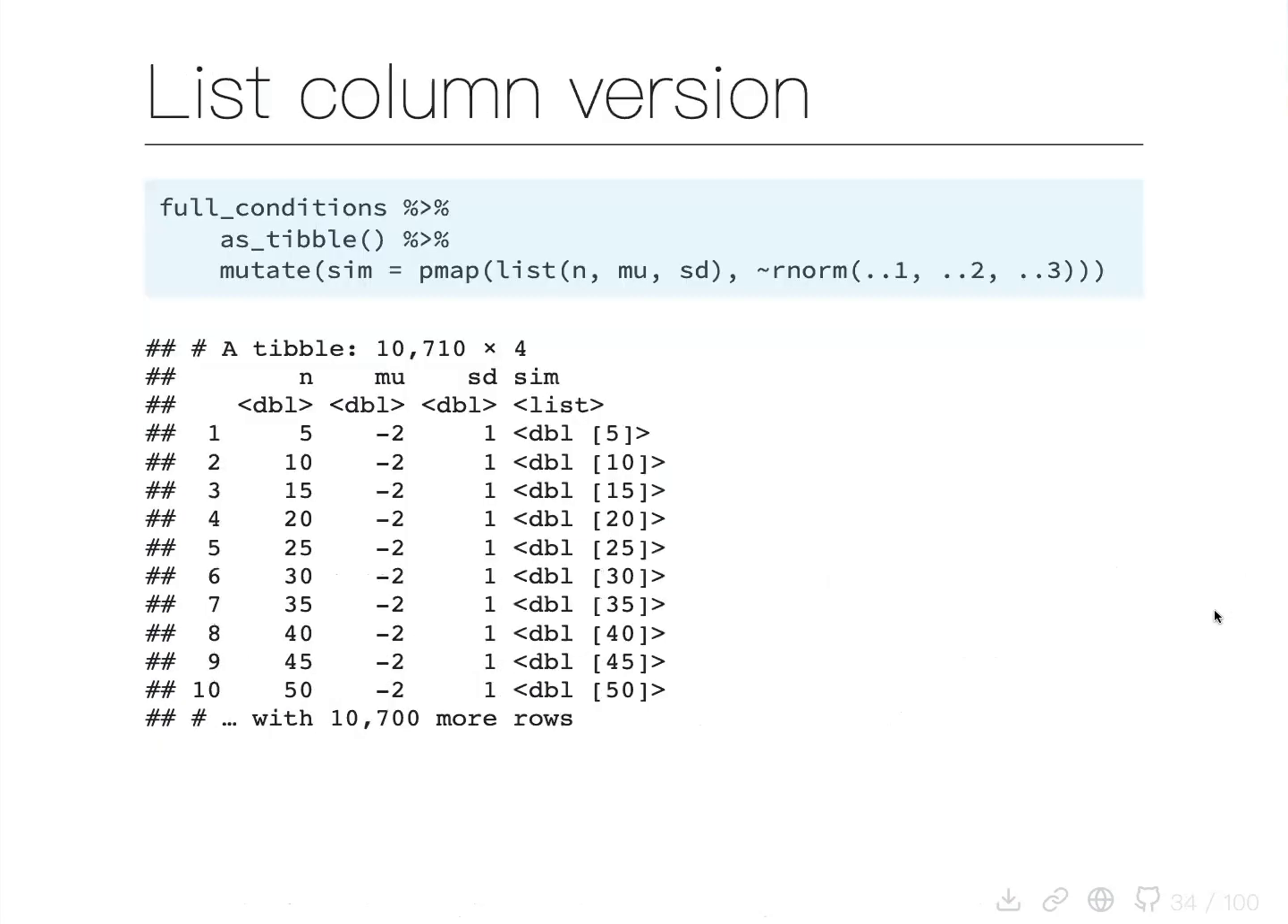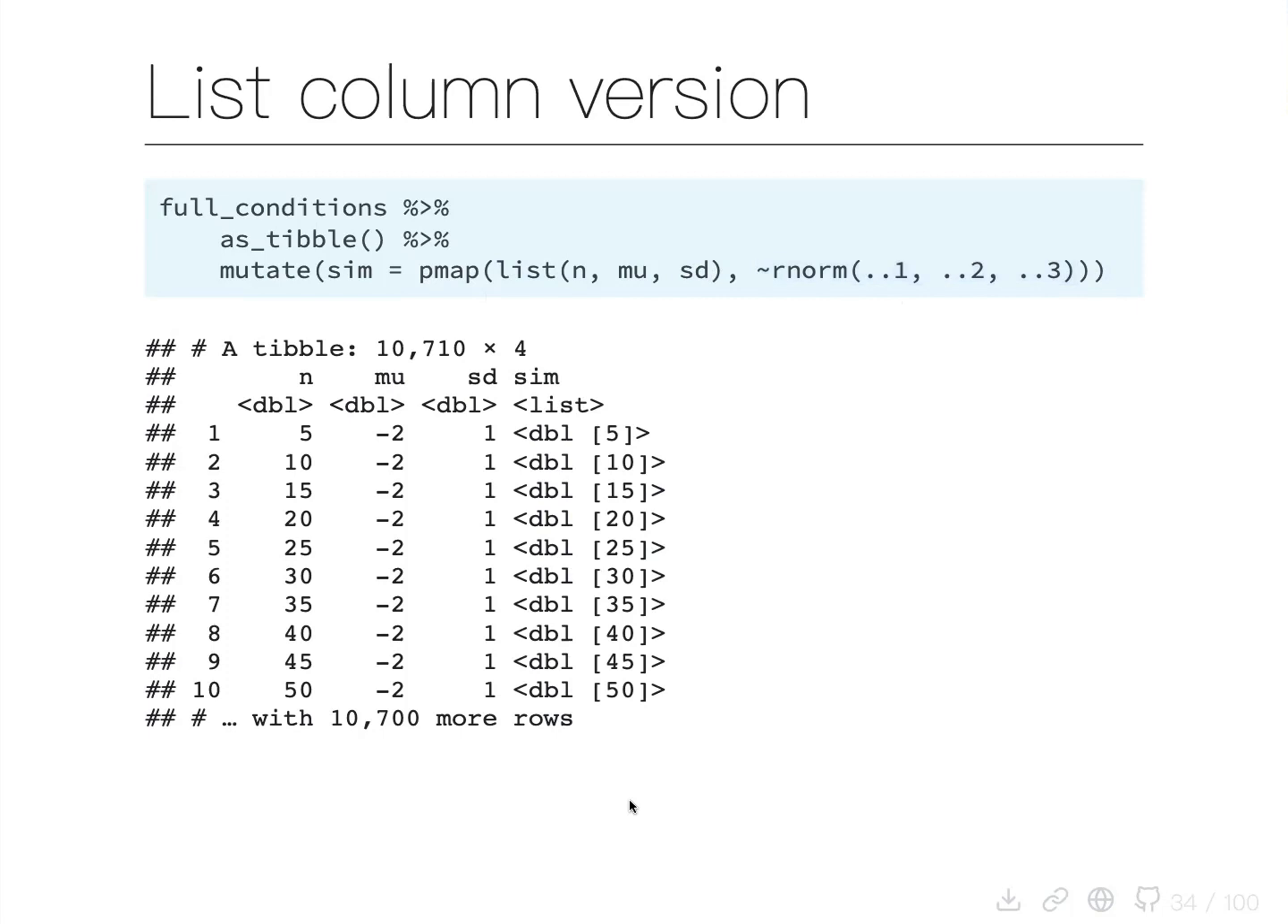All right, so, list column version. This is probably how I would actually do this. If I were to conduct this simulation, I would change it into a tibble first so that the printing is nicer, and then mutate, create a new column called sim, and then I'm going to pmap where I'm going to list n, mu, and sd, not stdev, just sd, right? And then .rnorm 1, 2, 3. Okay, and then we get this simulation for all of those.